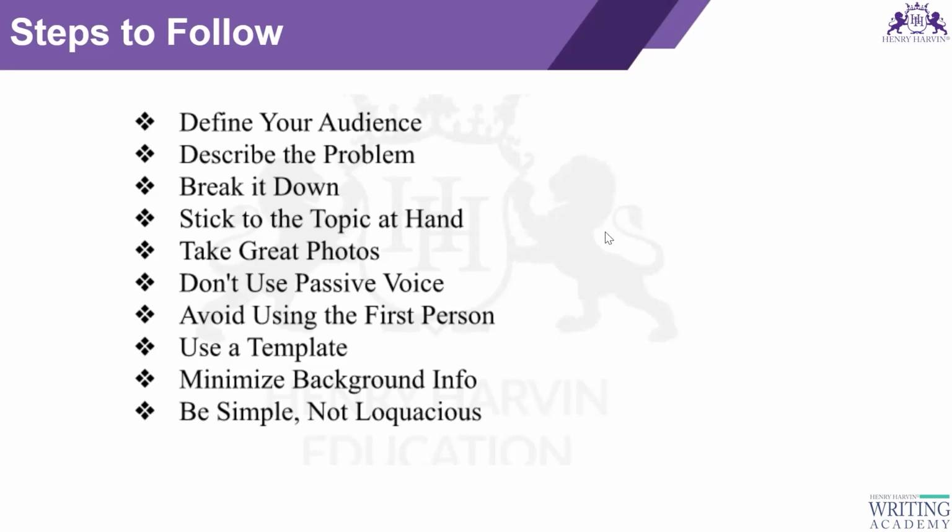So what are the steps to follow? You need to define your audience, whether it's an expert class or normal people. Generally, user manuals are written for the general public. Describe the problem, break it down, stick to the topic. Describing the problem doesn't mean there is any problem. It's just that you need to describe the whole product and every part of it, and then break it down in a very simple language.